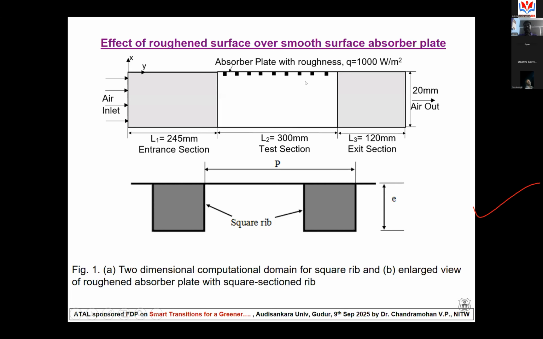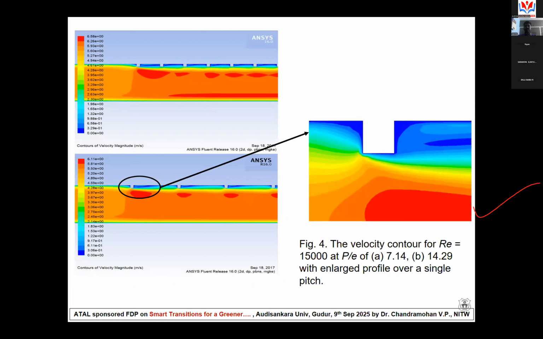And then from that we were able to make some equations. Some equations we have generated in terms of Nusselt number, and those Nusselt numbers can be used directly in your system, and then we can estimate the heat transfer coefficient or whatever it is.